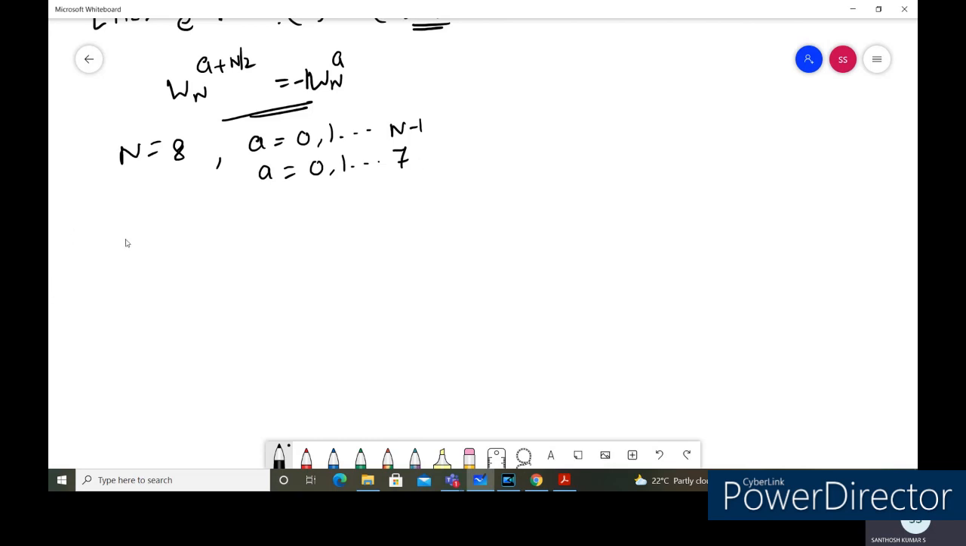For example, if I want to find the value of omega 8 to the power of 6, I want to find it out here.